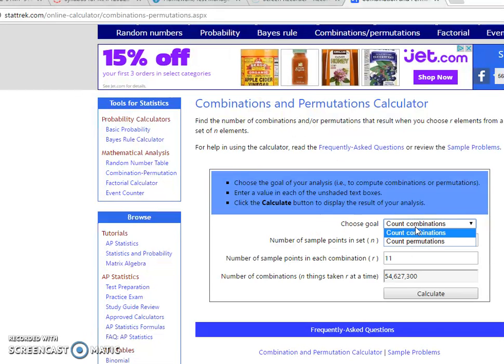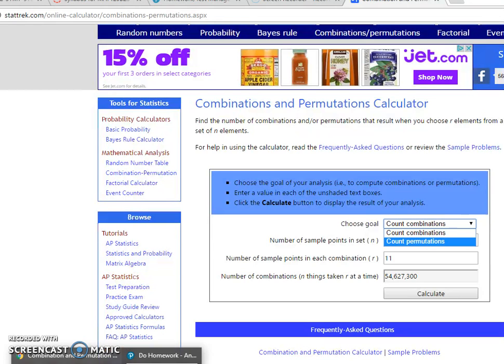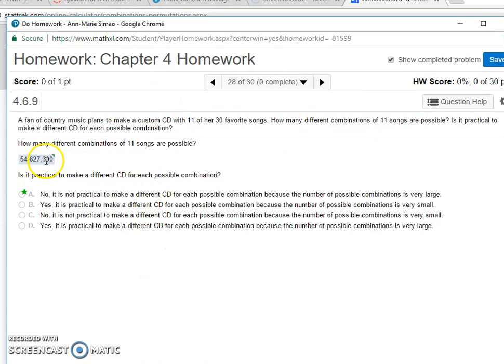So my goal here is combinations because order doesn't matter. There's 30 total songs and she wants to choose 11 of them. And then when I hit calculate, I'm going to get 54,627,300. And so if I needed to do a permutation, I could also do a permutation in here. And so when I go back to my homework, there's my answer. Now, it's not practical to make a different CD for each combination because it's kind of large. 54 million? That would be a lot of CDs.